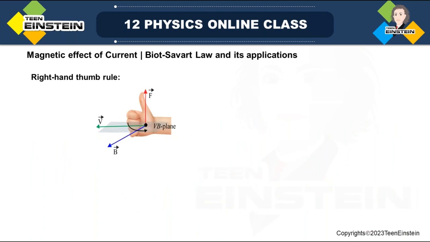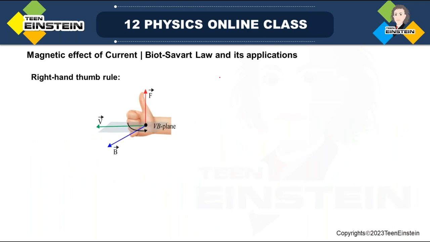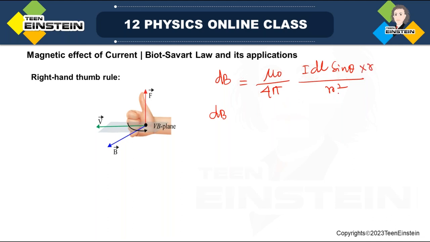Obviously we can write the vector form of it also. Let us first write the vector form, then I'll discuss this right hand thumb rule. I don't have space over here, so let me go to the next page itself. So look, this dB is now in SI unit mu 0 by 4 pi Idl sine theta by r square. Okay. Now I can write in terms of vector. See, I can do one thing here. I can just multiply one r over here, and then I can write one r here also. Look how it looks like.